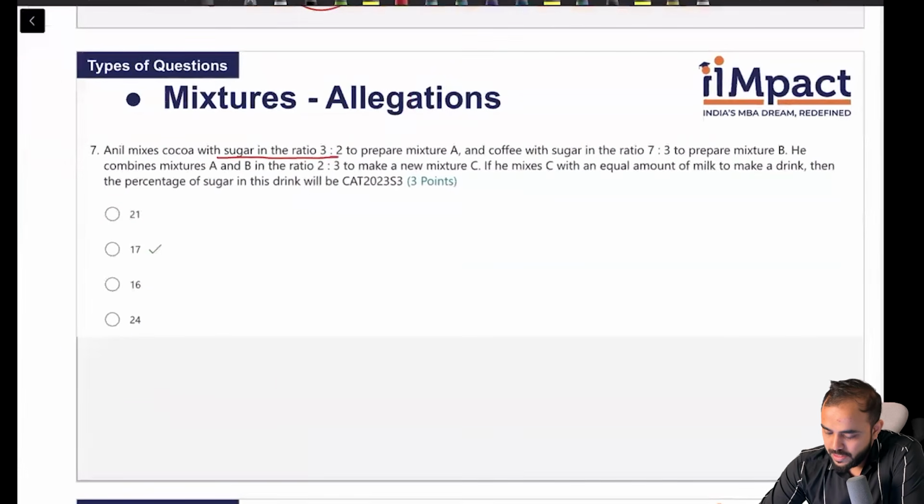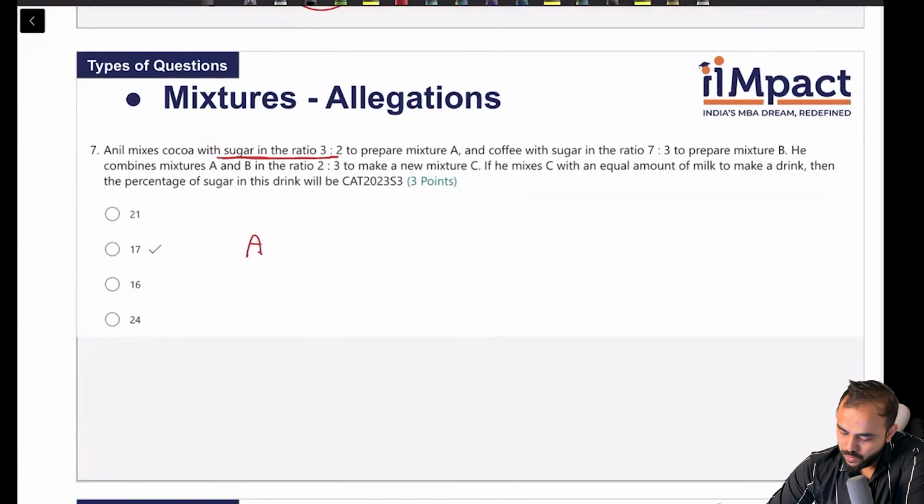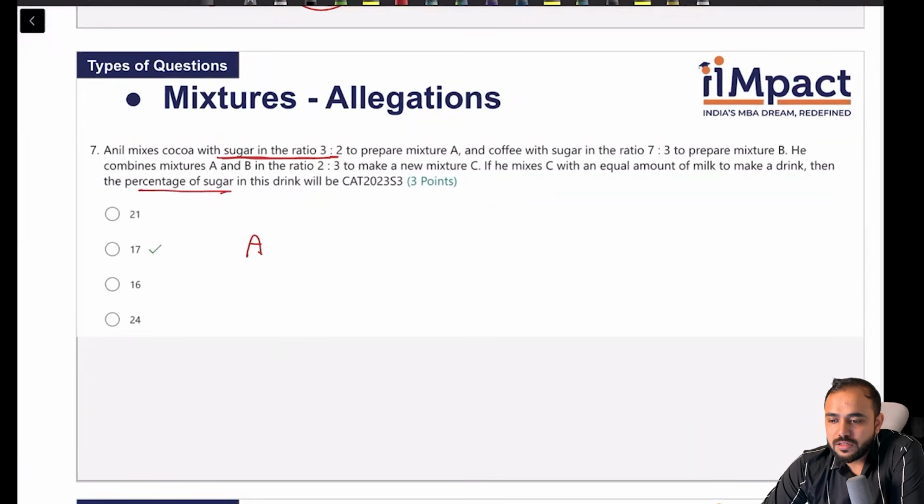So let's say Anil mixes cocoa with sugar in the ratio 3 is to 2. So mixture A has, let's first see what they're talking about. Percentage of sugar. So we are concerned with sugar, right? So A has 40% sugar.